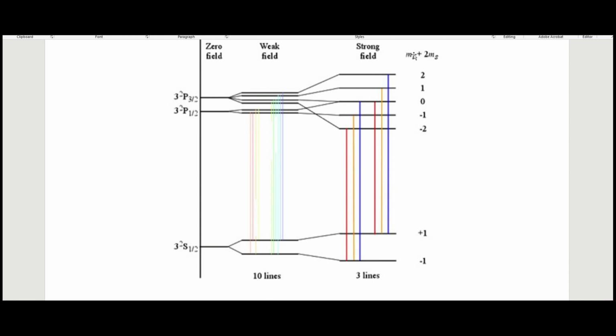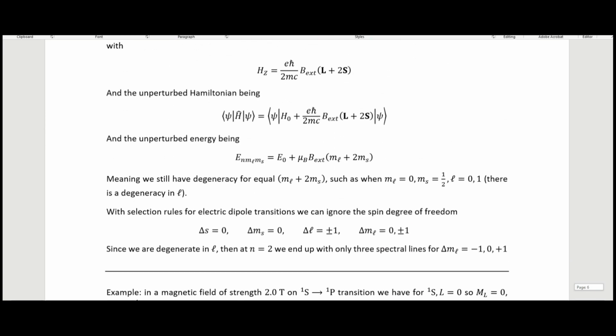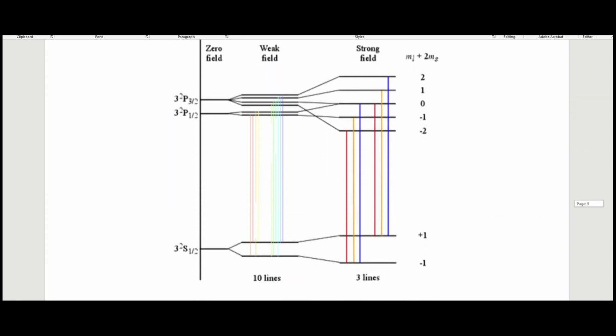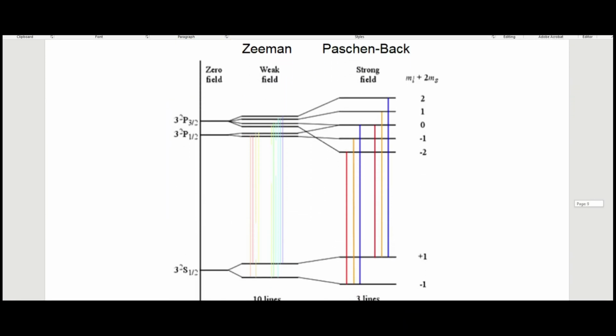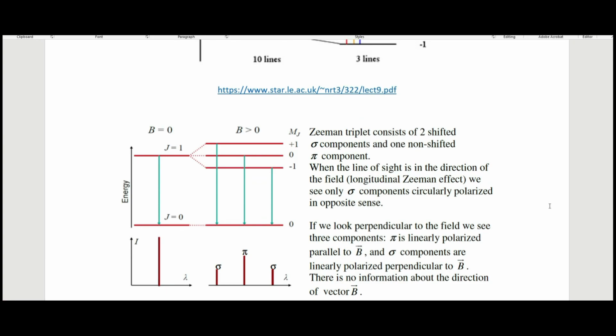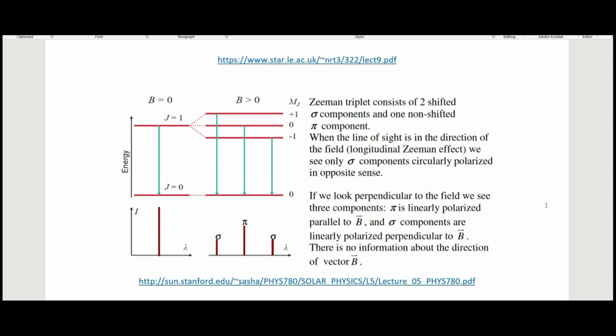So again, we have our M sub L plus 2M sub S, and remember that is the part of our energy that we saw up here. And so, yeah, that is again just looking at the same thing, the difference between the weak field Zeeman and the strong field Zeeman. And again, this is looking at the strong field Zeeman.